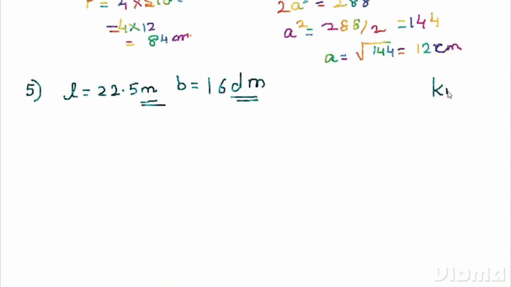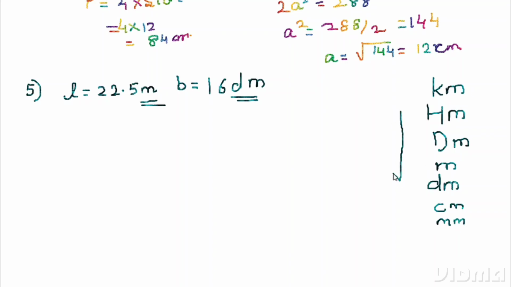So this you should know: kilometer, hectometer, decameter, then comes meter, then decimeter, then centimeter, then millimeter. If you go from top to down, each step gets multiplied by 10, and when you go from bottom to top you have to divide. Now here this is in dm, so let us convert this dm to meter. I am going from down to top, and it is only one step. So 16 divided by 10, that gives me 1.6 meter.